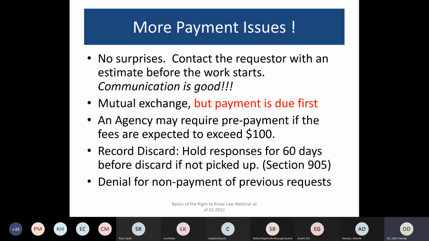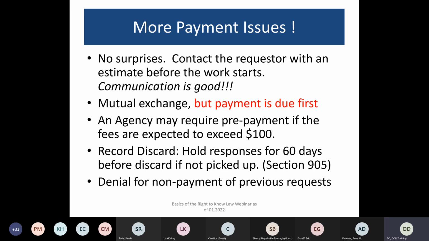The scenario would be someone submits a right to know request for hard copy records. You grant the request, and you've had communication with them, and you agree that they're going to come in and pick them up, and they're going to pay then. Under the right to know law, you're obligated to hold on to those records for 60 calendar days. If at the end of those 2 months that person hasn't come into the office to pick up their records, you can discard them.